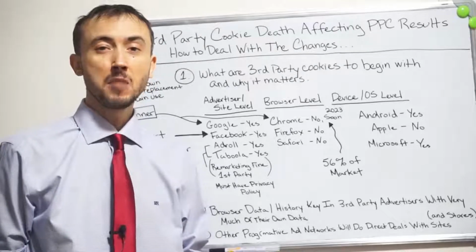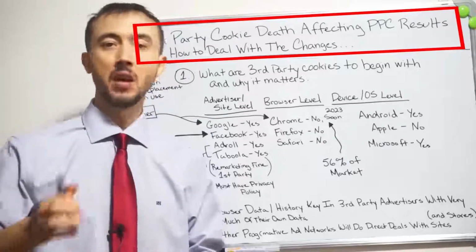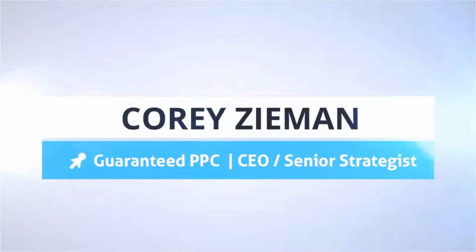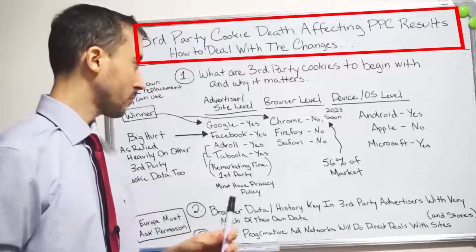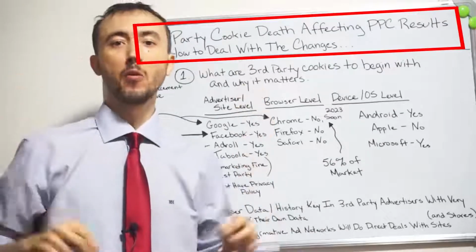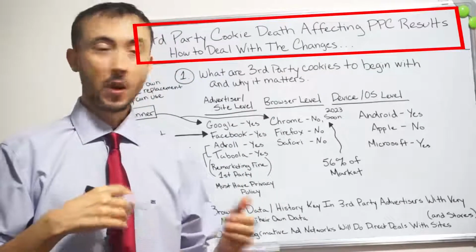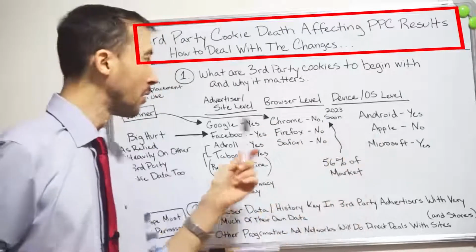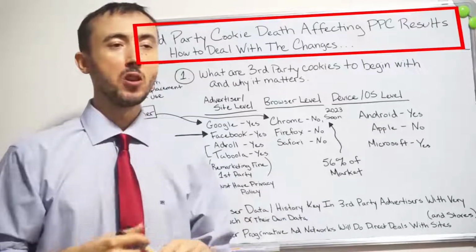Okay, on today's video, I'm going to talk about third-party cookies and basically how that affects PPC if you're running PPC campaigns on Facebook, Google, any other PPC network, programmatic ad networks, stuff like AdRoll, Taboola. I'm going to talk about how the quote-unquote death or stoppage of third-party cookies on browsers like Google Chrome, on devices like Apple, is, like I said, affecting your results.